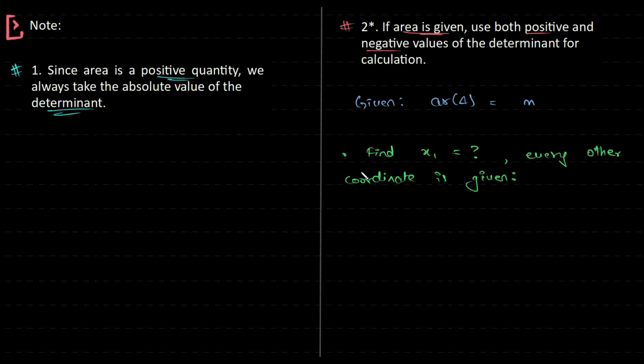Keeping this in mind, we can take the determinant, not the modulus, with x1 as the unknown, and write all the other values. We can equate this to plus or minus m. Just don't equate it to m plus or minus m. Then do the calculation and you will get to solve for x with two different scenarios.